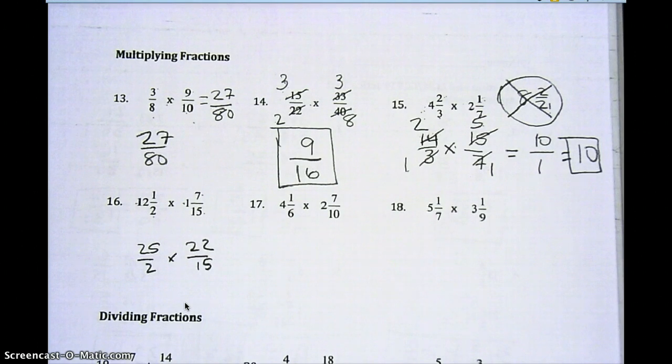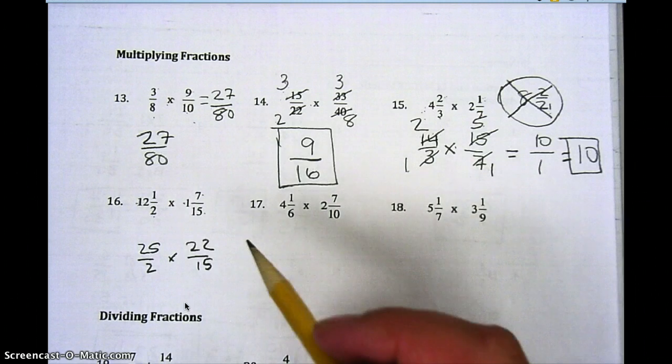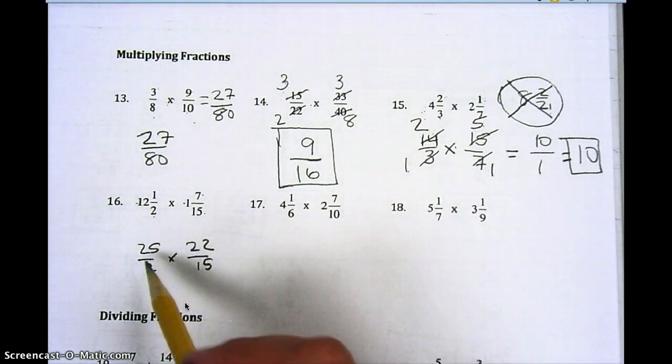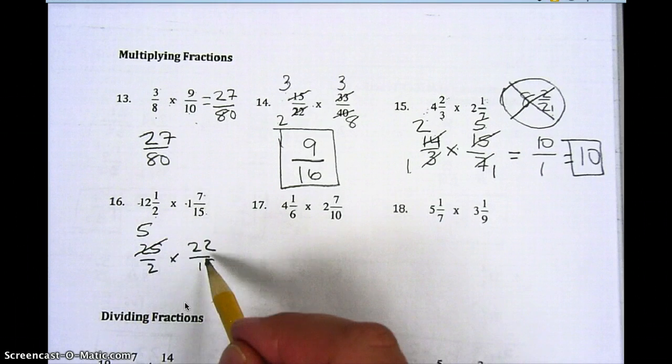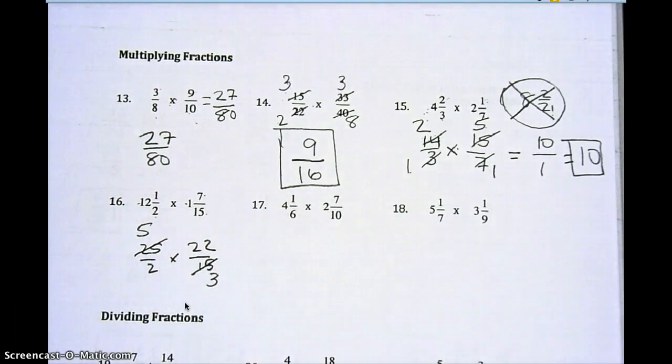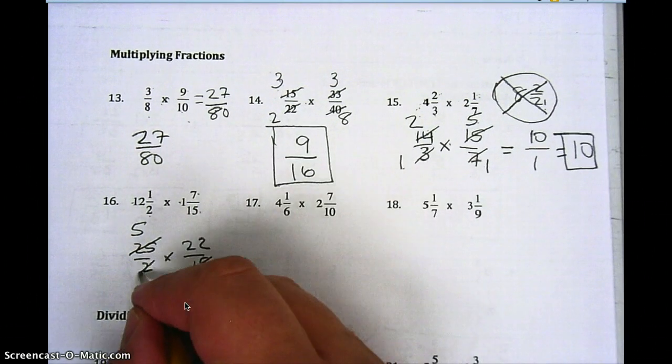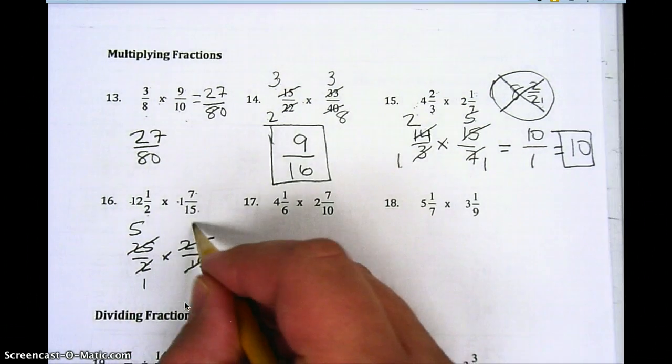So if I look at the 15 and the 25, they both have a common factor of 5. So I'll divide them both by 5. 25 divided by 5 is 5. 15 divided by 5 is 3. And then I have a 2 and a 22. I can divide those both by 2 since they're both even. 2 divided by 2 is 1. 22 divided by 2 is 11.